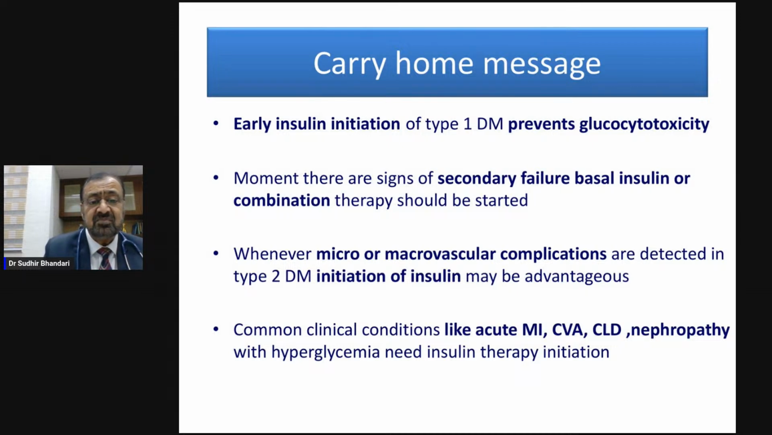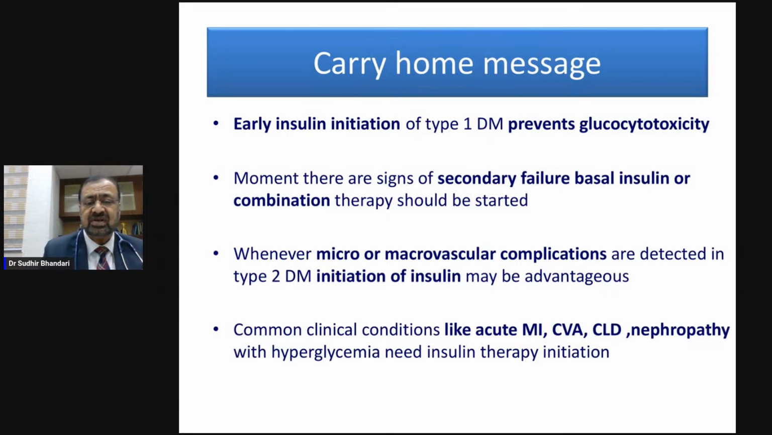Third challenge: micro and macrovascular complications are detected in type 2 diabetes. The moment they are detected, initiate insulin. You need to convince the patient that you have already affected kidney and eyes, so better that insulin be introduced. Last important challenge is that the patient might have acute MI, stroke, or CLD with nephropathy while on oral drugs.